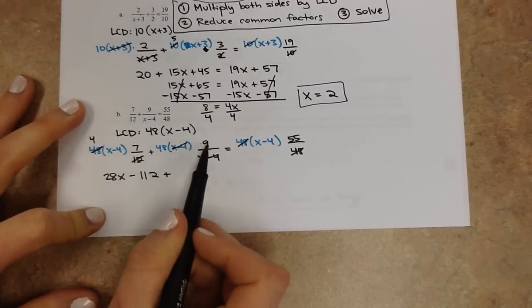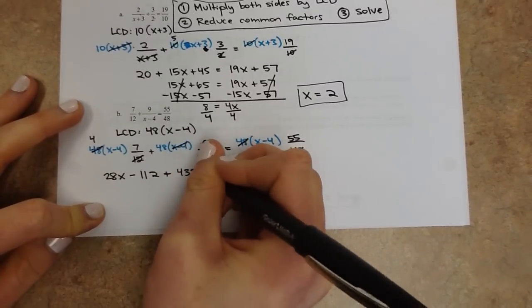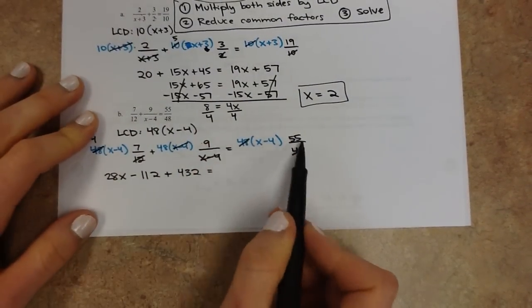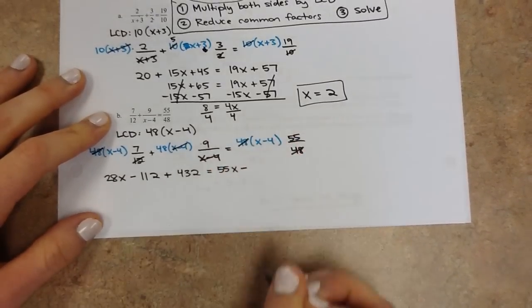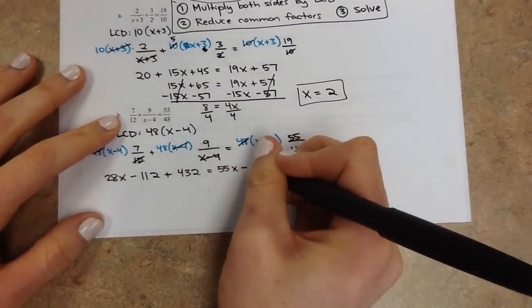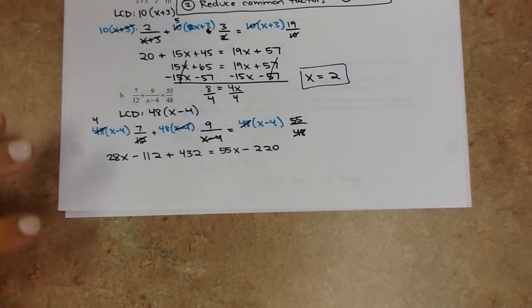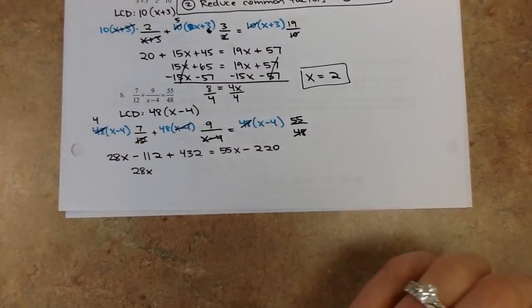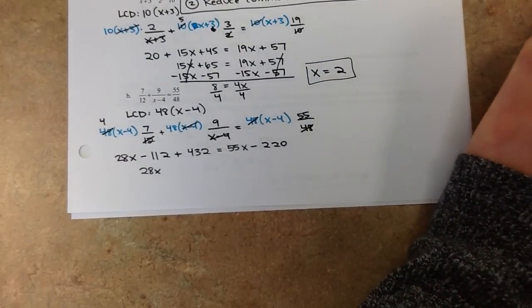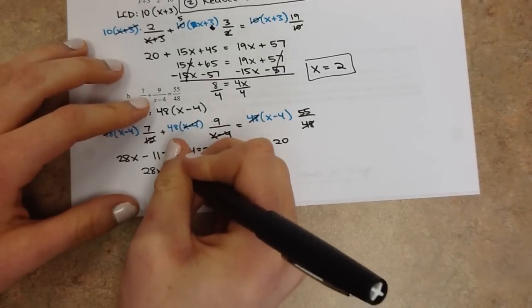Plus, and then I have 48 times 9, which is a lovely 432, equals, and then here I distribute the 55, so 55 times x, and then minus 4 times 55 is 220. So for some weird reason, we've got some really big numbers here. So let's combine up our like terms. So here I have 28x, and then I need to combine up a positive 432 with a negative 112, and I get 320.